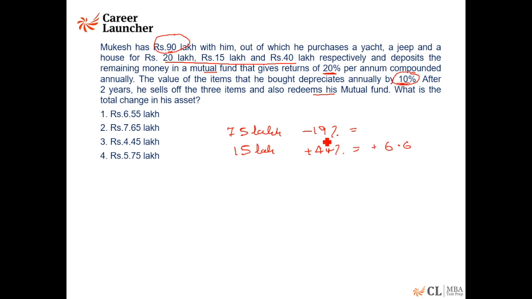And what is 20% of 75 or 19% of 75? 19% of 75 will be, 20% is equal to 15. And 1% is 0.75. So this is 14.25 lakhs. So it is minus 14.25 lakhs. Okay. What is the net going to be? 14 minus 6 is 8. So slightly less than 8 lakhs, because it is minus 14 and plus 6.6. So it has to be slightly less than 8 lakhs.